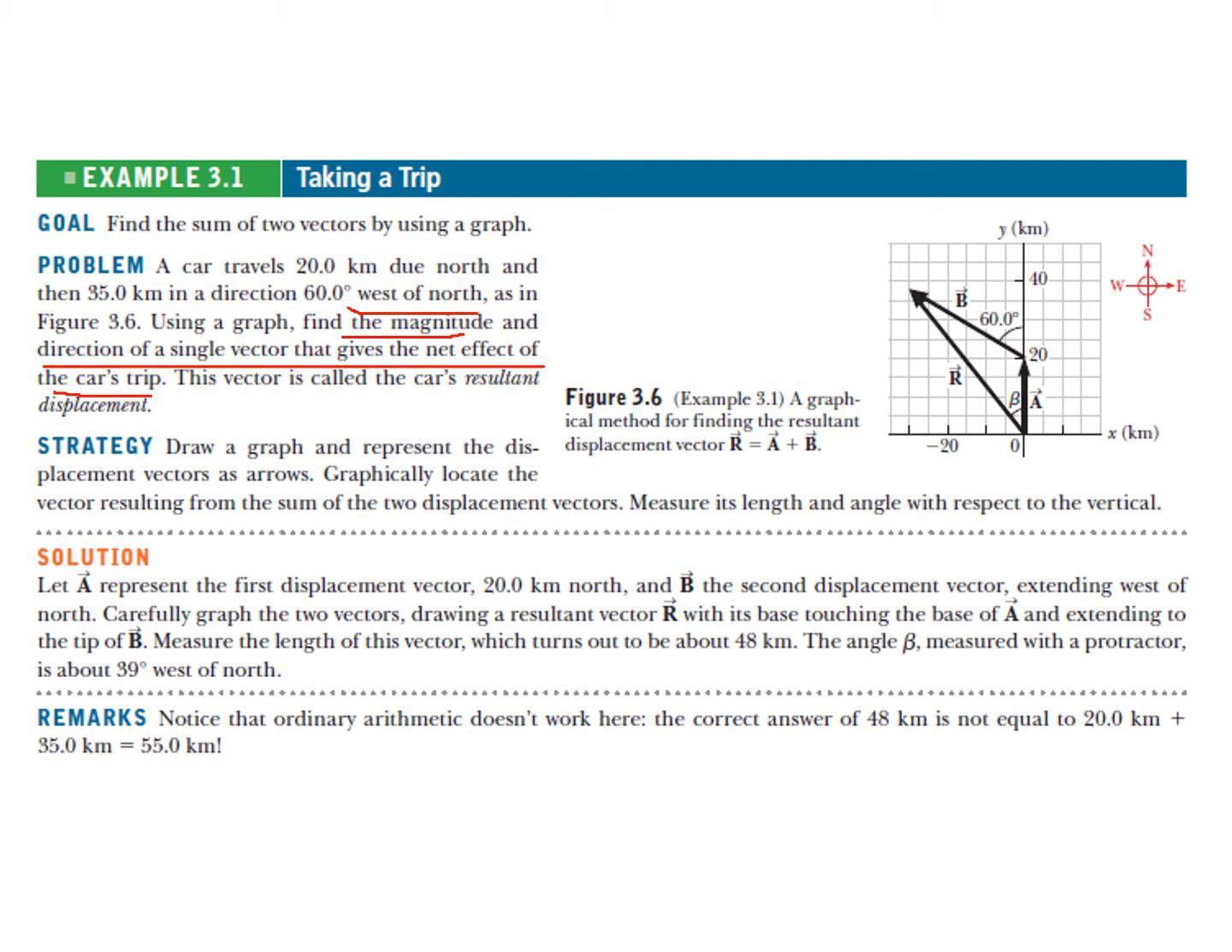Okay, so using the same figure, where is the first trip of the car, which means the car travels 20 kilometers due north. According to the given compass arrow, north is going upwards. So starting from the Cartesian coordinate, now we have 20 kilometers due north. Afterwards, the car will travel 35 kilometers in the direction of 60 degrees west of north.